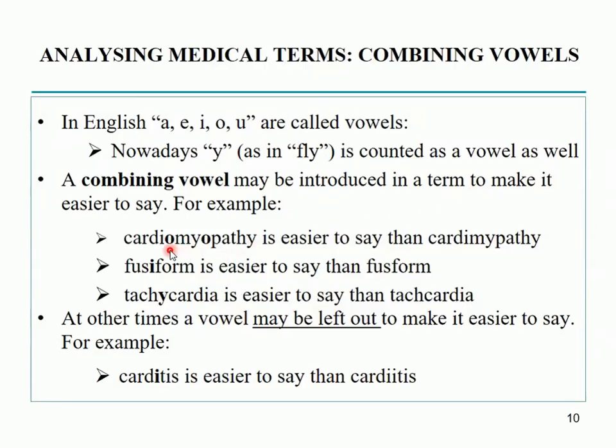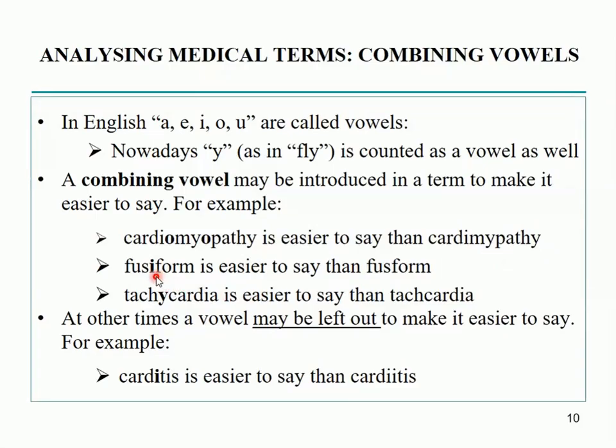So we say cardiomyopathy. And in this case, these O's are combining vowels. We don't say cardimyopathy, which would be equally correct. You've got, in fact, two roots here. It's just harder to pronounce.